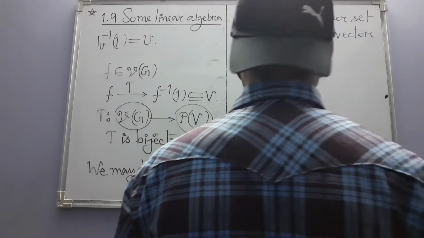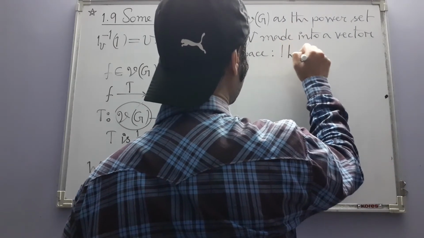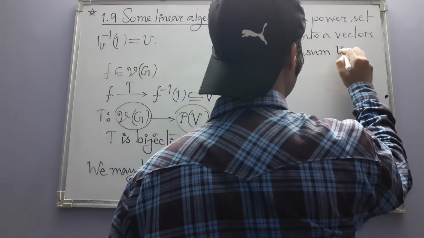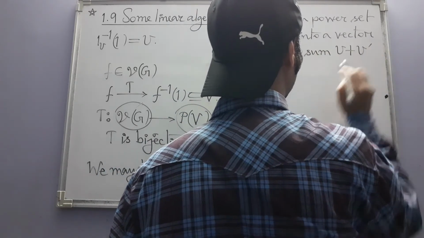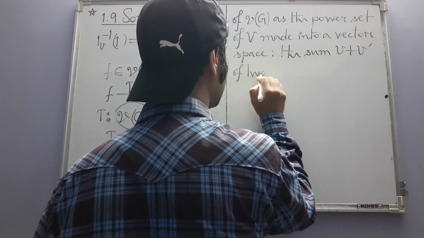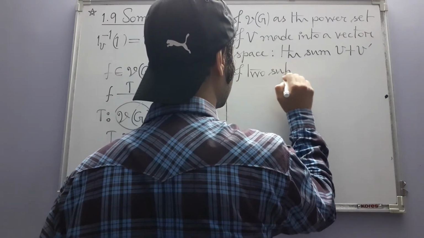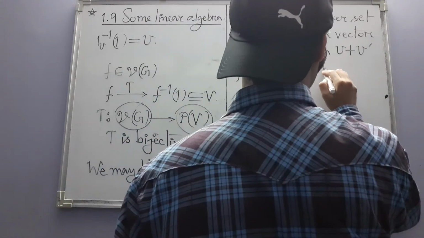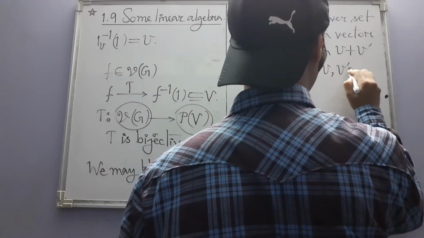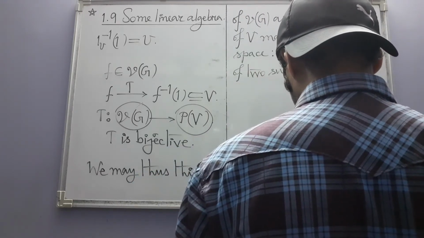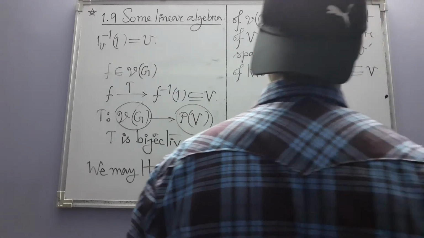The sum U plus U prime of two subsets U and U prime of V is their symmetric difference.